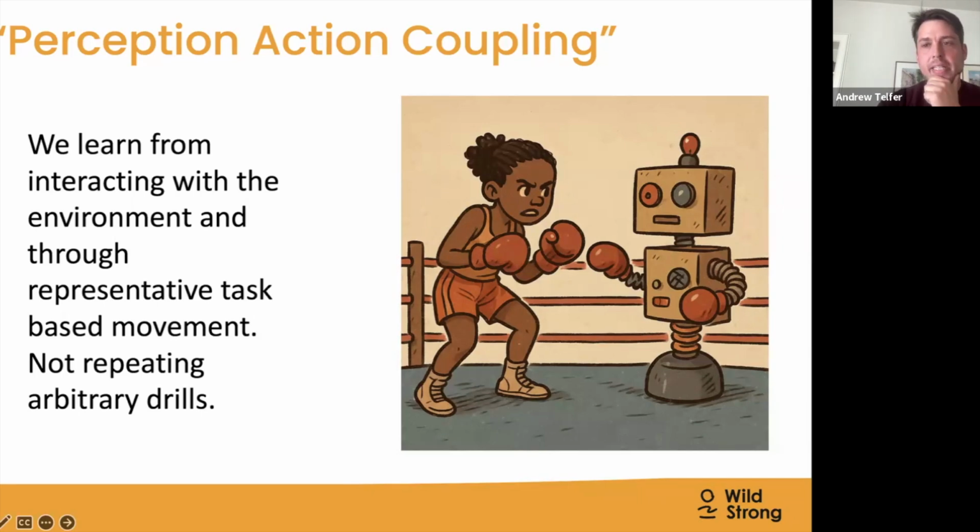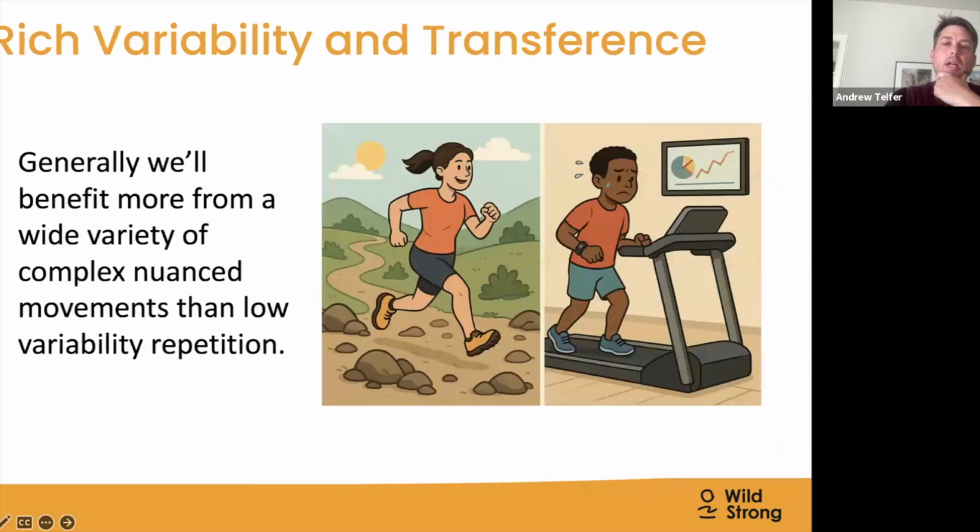And a big point here is this idea of skill transference. The general assumption in the field is that we are going to benefit more from a wide variety of complex, nuanced movements than from low-variability repetition. So what does that mean? It means that the woman on the left who's trail running, navigating over rocks and different textures, going uphill and downhill and dealing with different temperatures, her body is going to be learning so much more from that continued experience than someone who's in a room running on a treadmill over and over and over again.